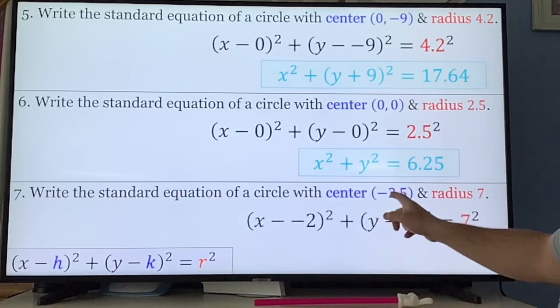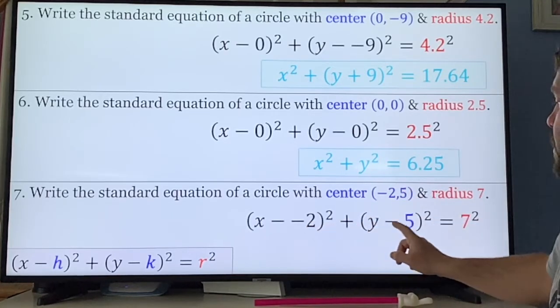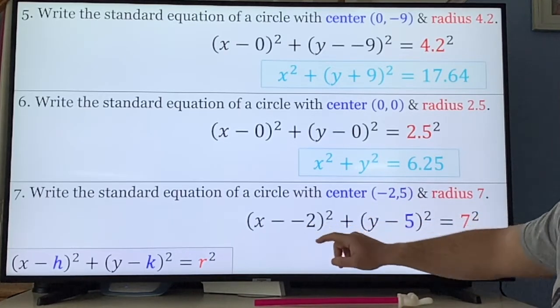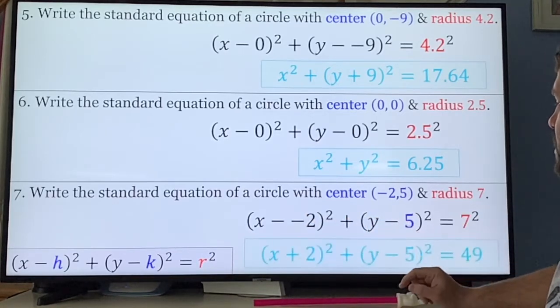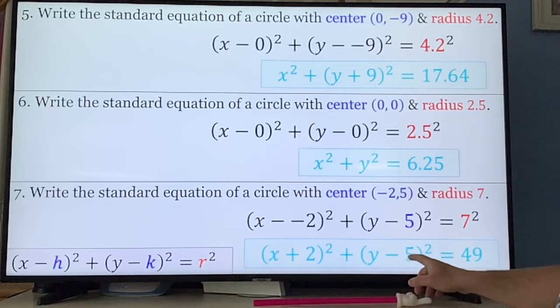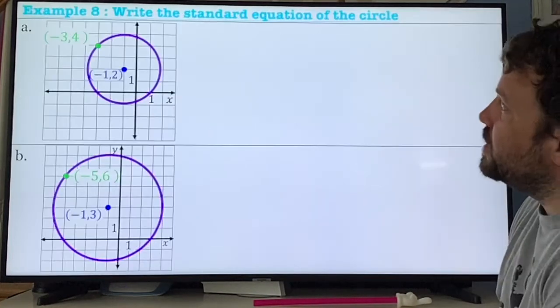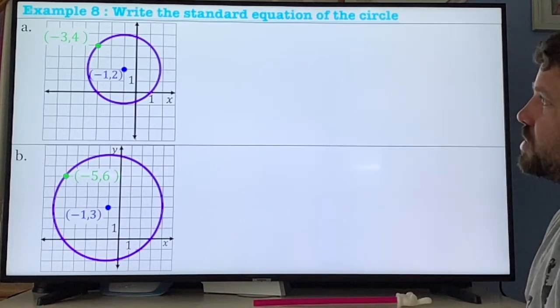Ready? h, k: minus negative 2, minus 5. Oh, my color didn't come out. Plus, so x plus 2 squared, y minus 5 quantity squared equals 49. Don't forget to square your radius. That's the biggest problem you usually have. You good? Awesome. All right, so write the standard equation of the circle for A.